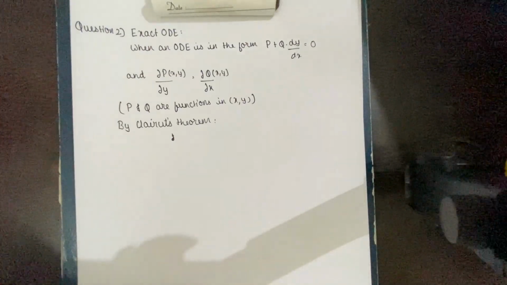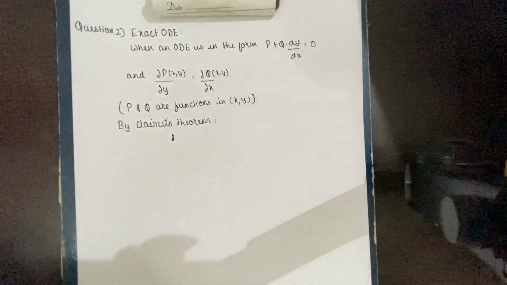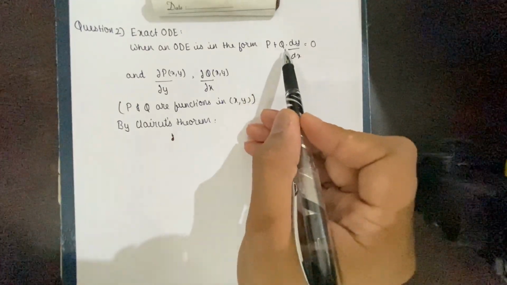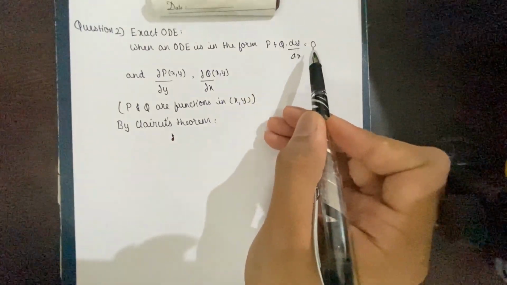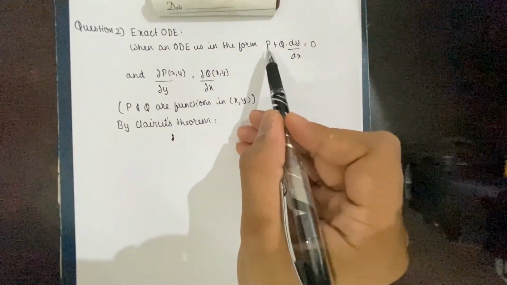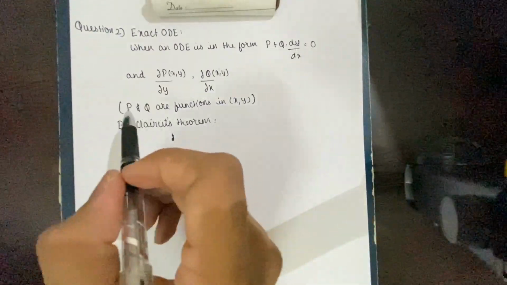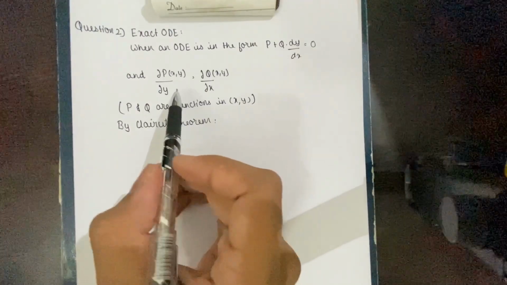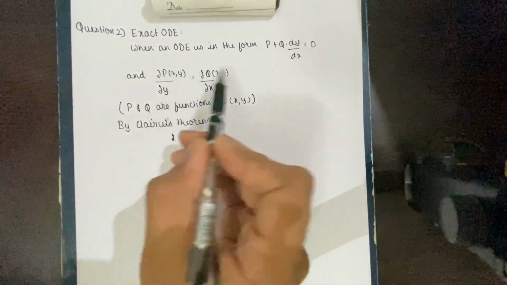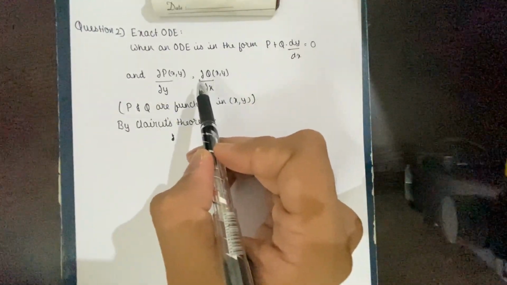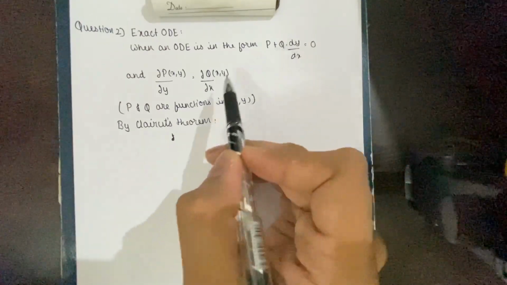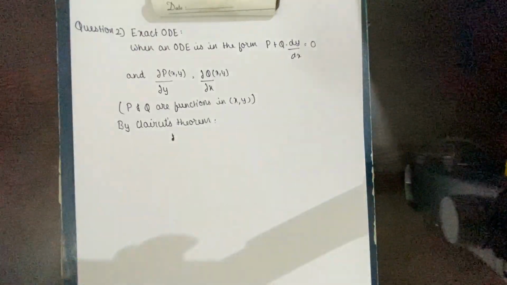So for an ODE to be exact, it needs to be in the form p + q dy/dx = 0, or p dx + q dy = 0. It's the same thing, and it should satisfy the condition that the partial derivative of p with respect to y should equal the partial derivative of q with respect to x, where p and q are obviously functions of x and y.